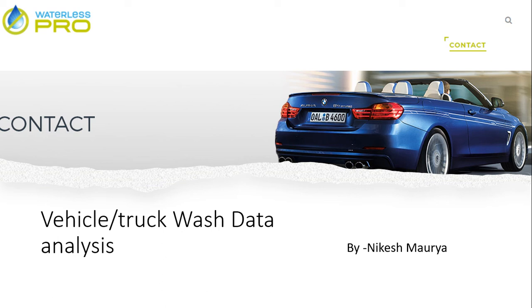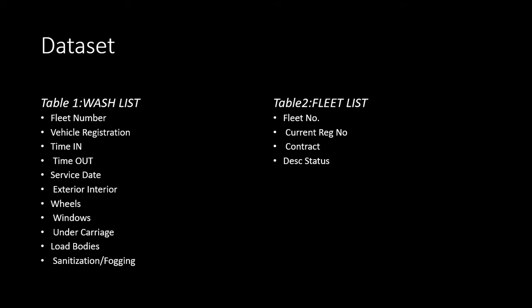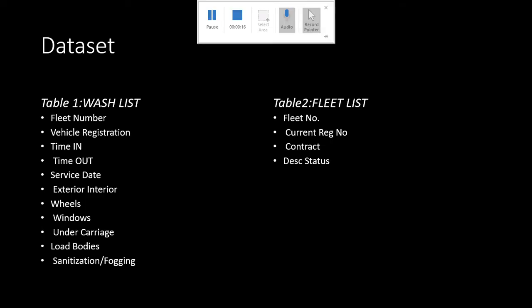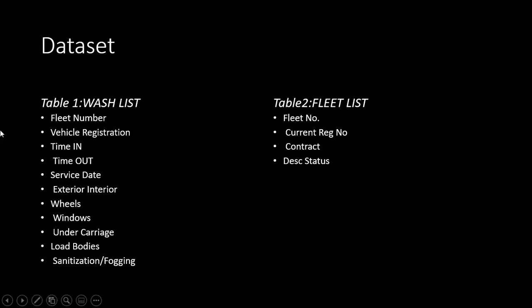Hello. So this is the vehicle or truck wash data analysis. Here we have to identify whether a car is washed or not. To identify that, the parameters we need to consider start with the data sets. One is named wash list, and the other one is fleet list.